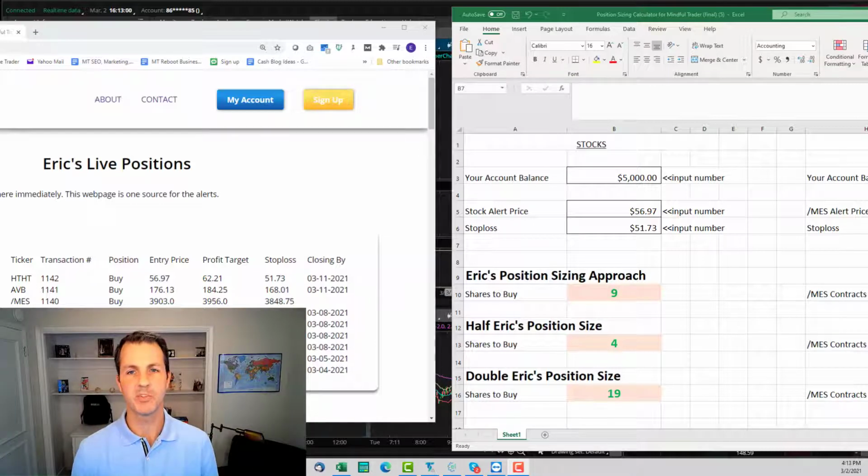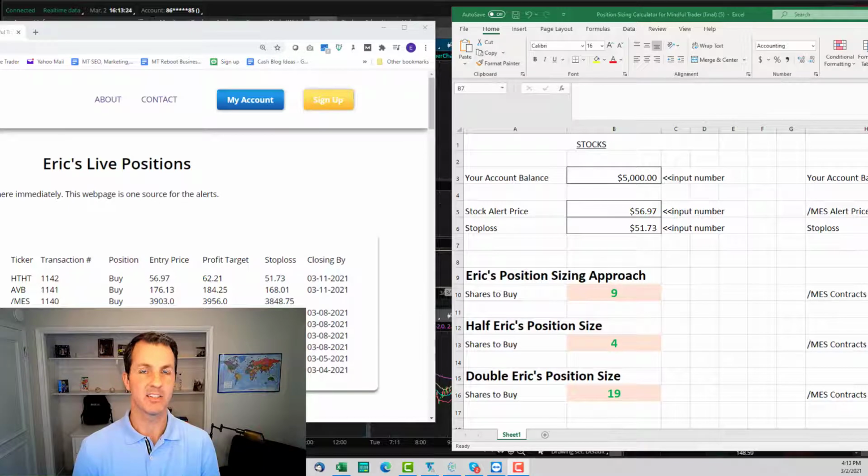So basically when I post a stock pick, specifically for stocks, I almost always have it set up where if the price of the stock were to hit the stop loss and take me out at that exact price, my account balance would go down by 1%. And so that's how I size positions. It's as a percentage of the account balance.